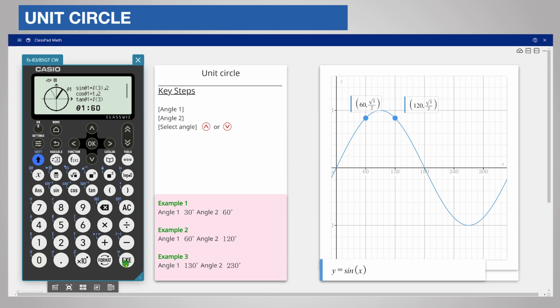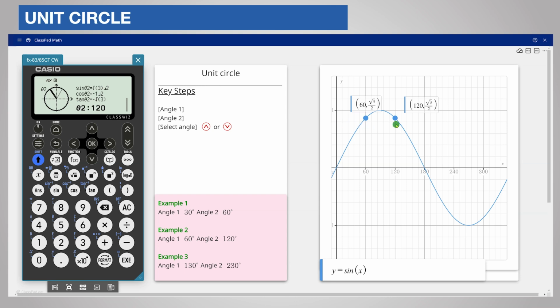We can see that sine 60 degrees is the square root of 3/2, and the sine of 120 degrees is also the square root of 3/2. So sine 60 and sine 120 have the same value. This means that 60 degrees and 120 degrees are equivalent angles for the sine function. We can see this here on the right with the graph of the sine function.